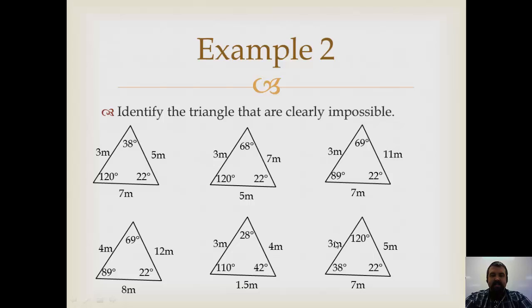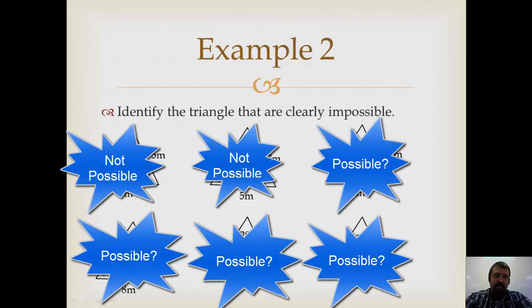And last but not least, 3 meters matches up to 22 degrees, shortest to smallest. 7 matches up to 120, longest to largest. And 5 matches up to 38, medium to medium. This was the triangle I asked you to sketch before. So, if I did this correctly, I think this one is clearly not possible. They don't match up. Clearly not possible. The measures of the angles don't add up to 180.